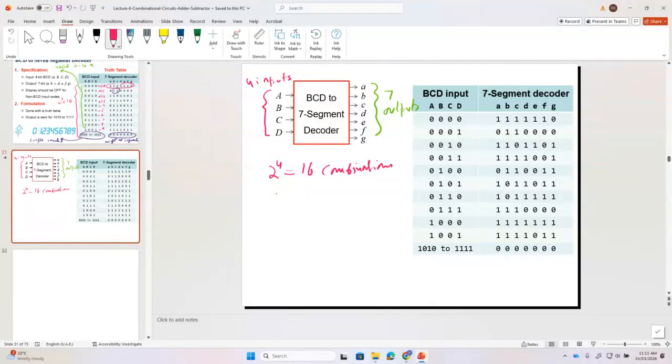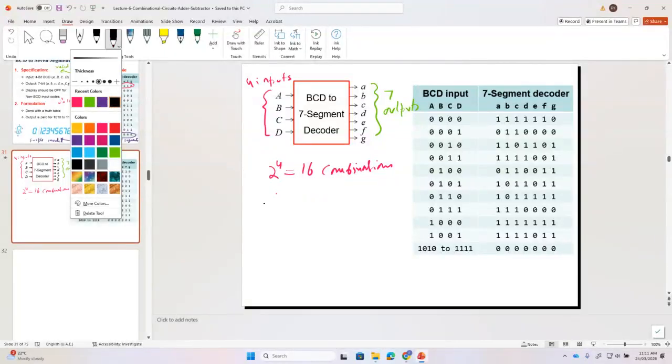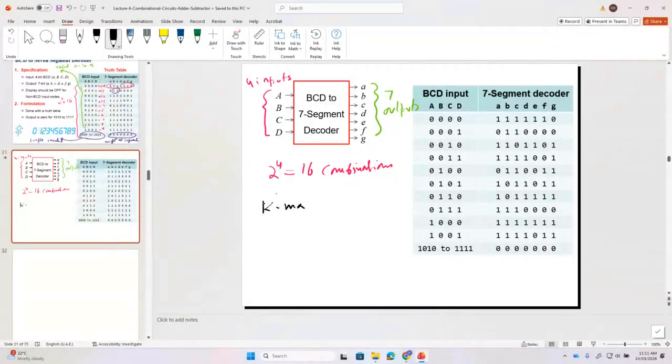Okay, now there are 2 to the power 16 combinations. How many K-maps do we have? Only 1? No. Because we want to solve for A, B, C, D, E, F, and G. Because there are 7 outputs, we have 7 K-maps.